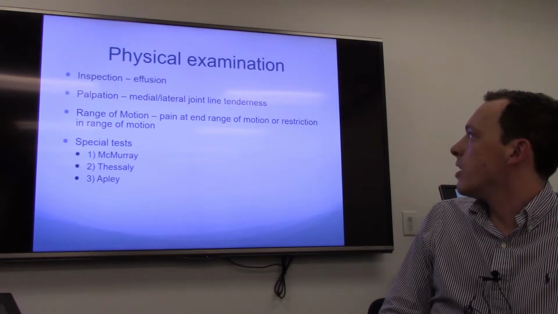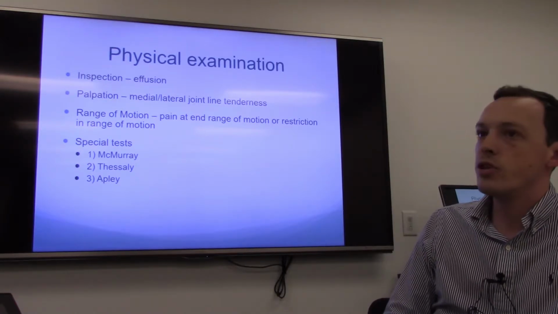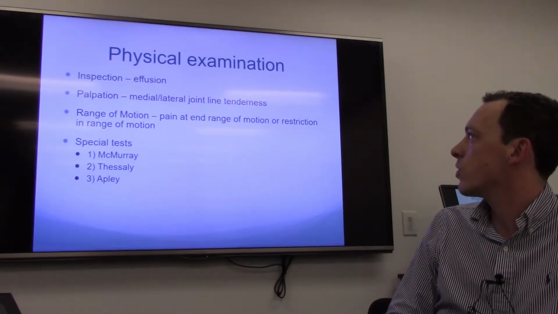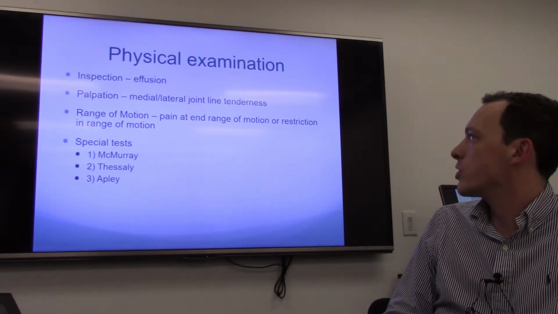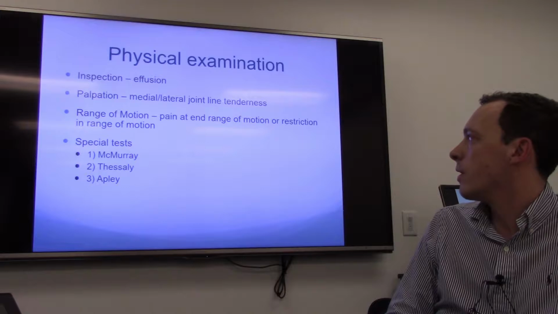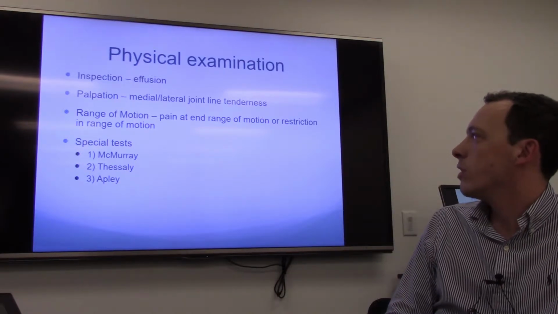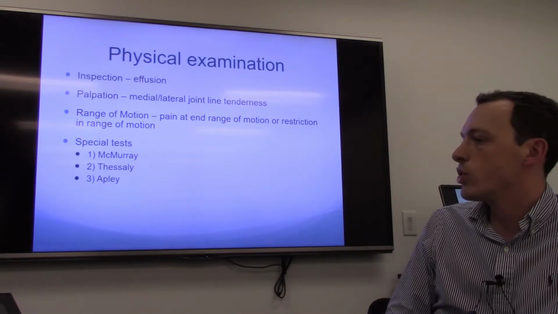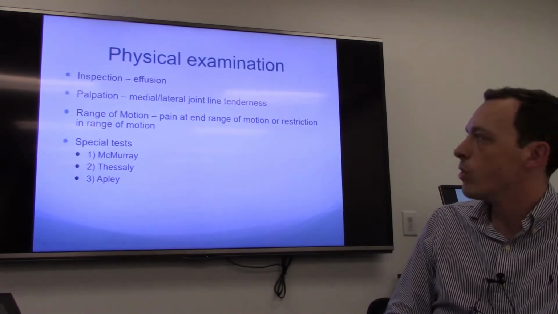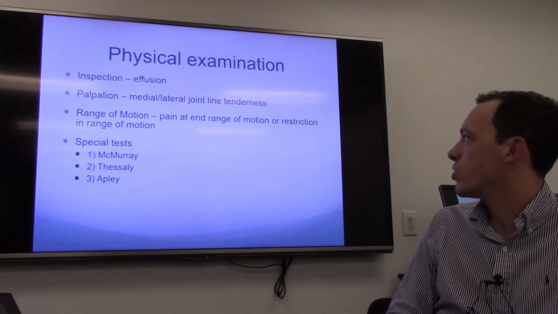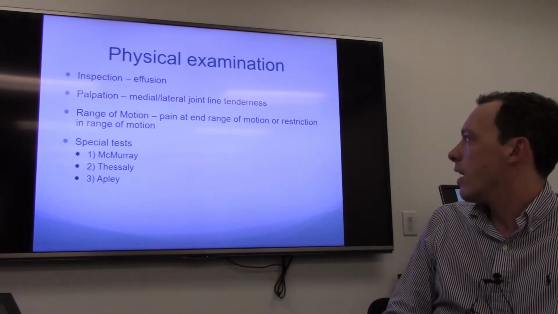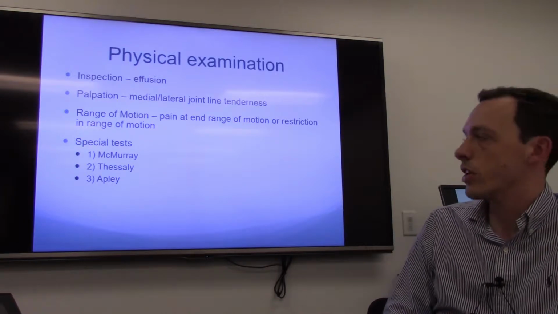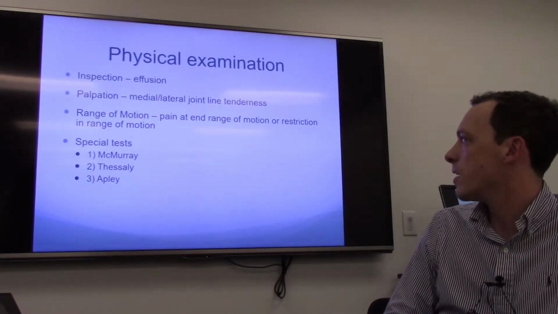On physical examination, of course, you're going to assess them for other injuries, but the meniscus-specific tests are the ones I've listed here. On inspection, you're looking for an effusion. When you're palpating, you're feeling for medial or lateral joint line tenderness. On range of motion, typically there's pain at end range of motion, usually more in flexion, or sometimes even a hard block or restriction in range of motion on exam.